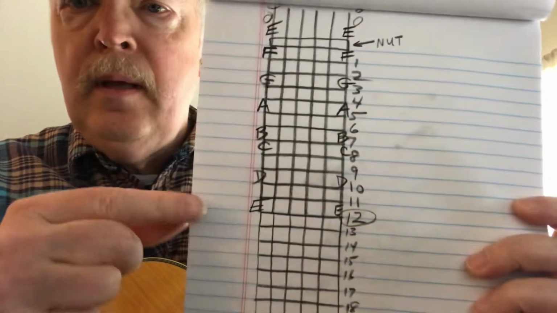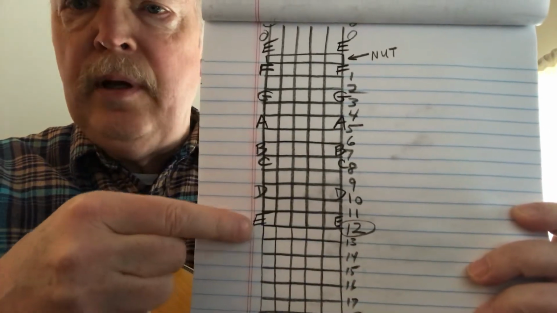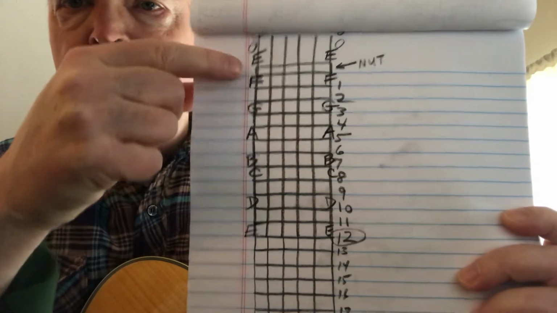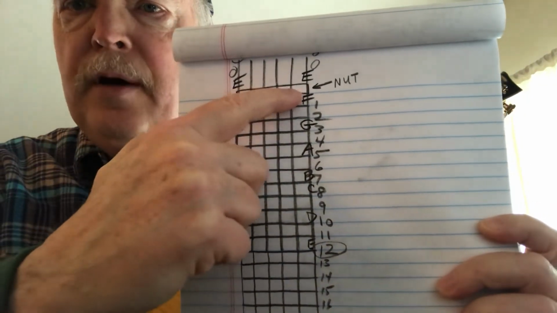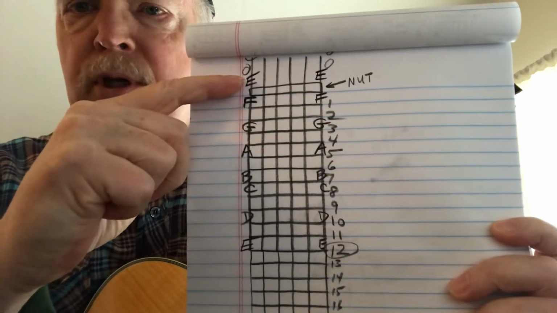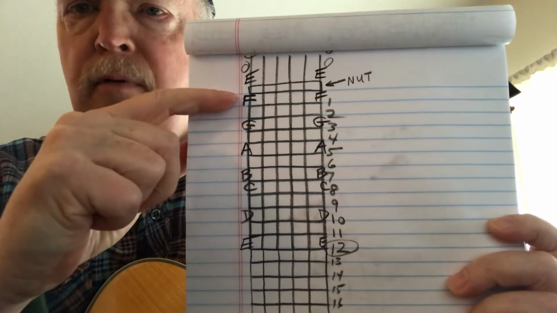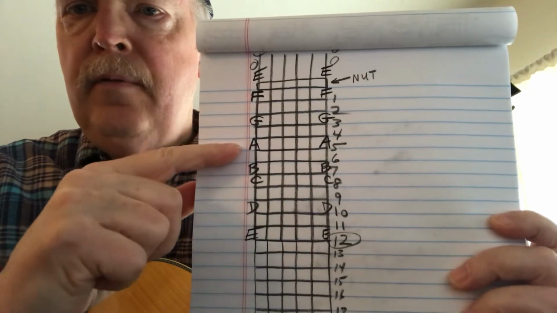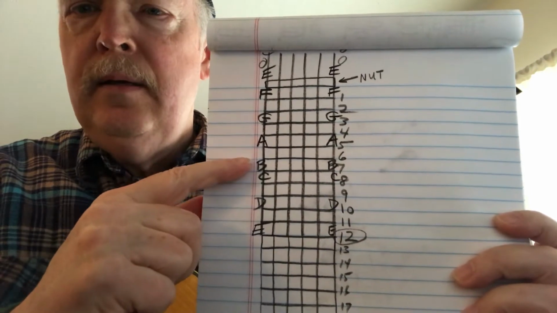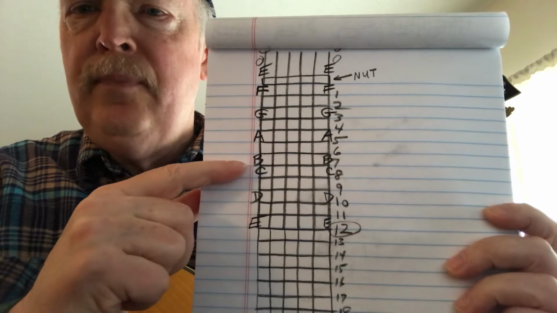But this would be the sixth string, the fattest string, this line over here. So the open, this box here is the nut, okay? The open sixth string is E, as you said yesterday. First fret is F. Third fret is G. Fifth fret is A. Seventh fret is B.